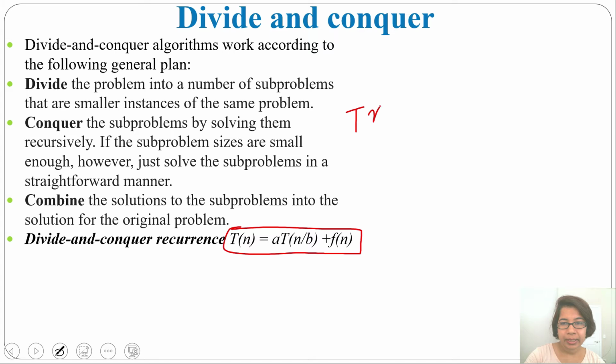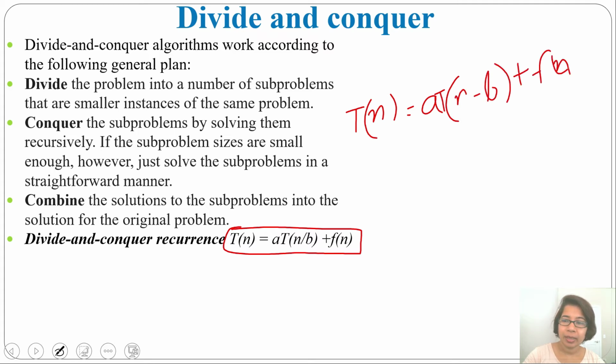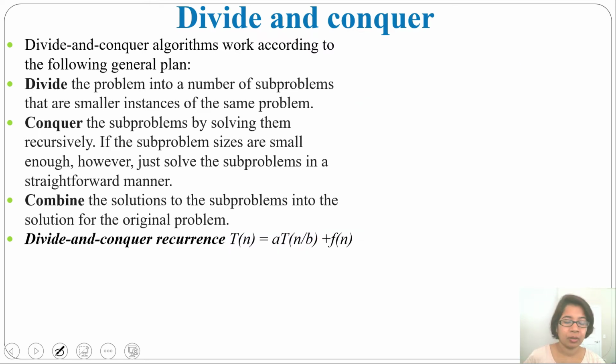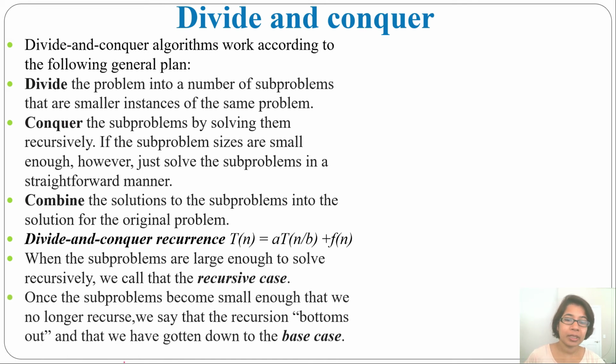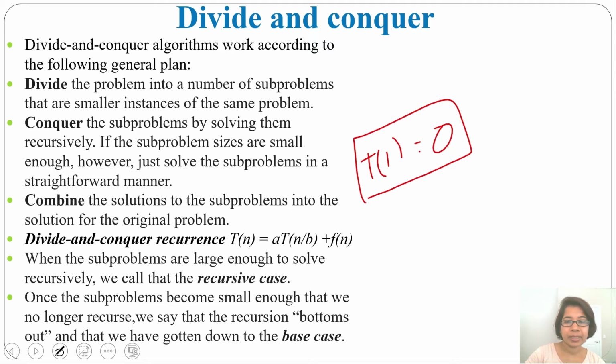In case of decrease and conquer, the recurrence relation is T(n) equals a T(n minus b) plus f(n). Here just mark, here it is n minus b, here it is n divided by b. N minus b means we are decreasing n by b. Here we are dividing n by b. When the subproblem is large enough, we can solve it recursively, called the recursive case. If the subproblem is small enough, then we call it the base case. Suppose T(1) equals 0. That is our base case.